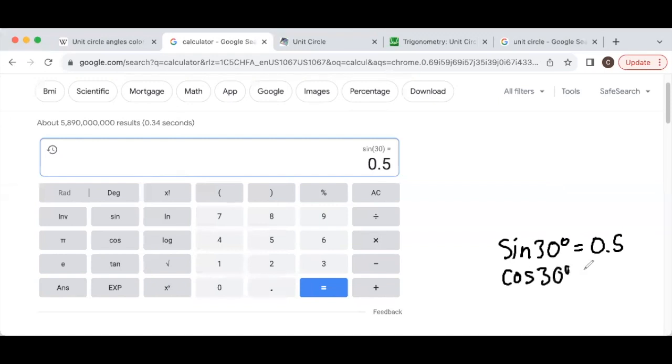Now, what about cosine of 30 degrees? Do we know what that is? Well, let's use a calculator. Cosine 30. Oh, that is not a nice number. Let's round it to 0.866. Okay, let's go back to the graph.